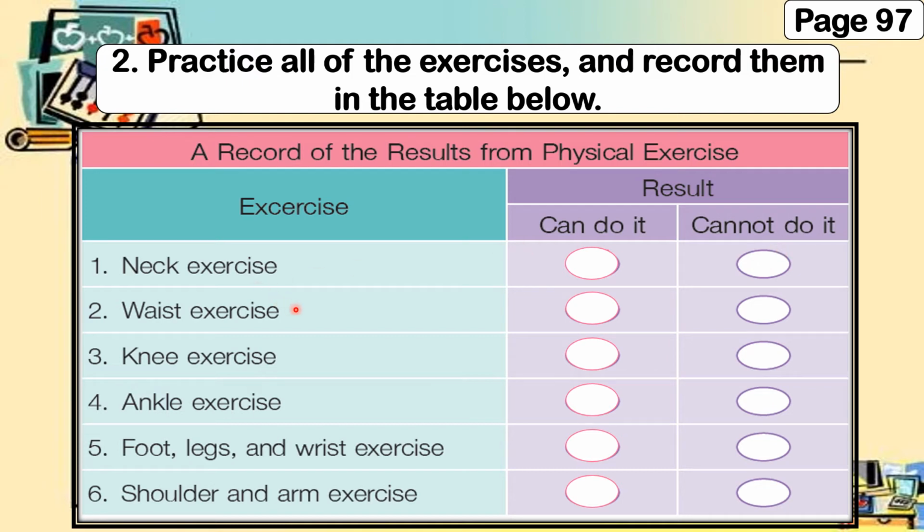Number 2, for example, waist exercise. If you can do waist exercise, you put 1 check here. If you cannot do it, you put 1 check here.